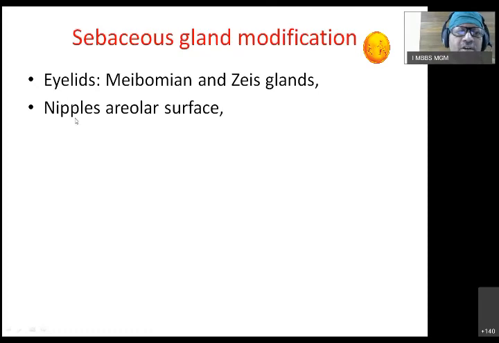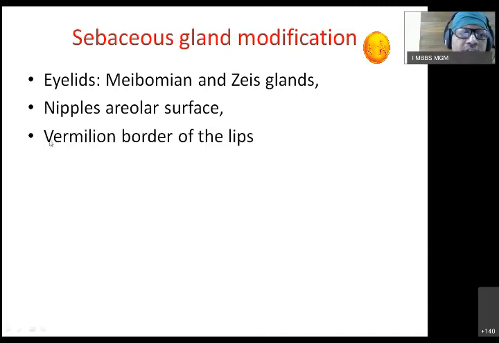Then second is on the nipples, the areolar surface of the mammary gland. They again have a modified sebaceous gland. What is its importance? When the baby sucks and some amount of milk remains on the surface, this may crack the nipple. Many times a lactating woman will come to you and say she gets a lot of pain when feeding. Usually these areolar glands may not be functioning properly, which gives rise to a cracked nipple. So these areolar glands help in preventing cracking of the nipple.